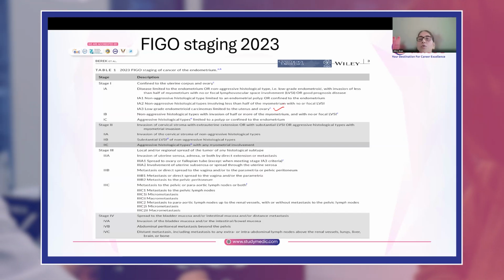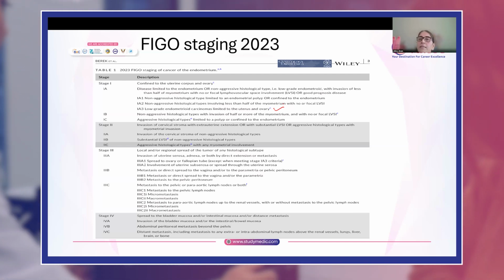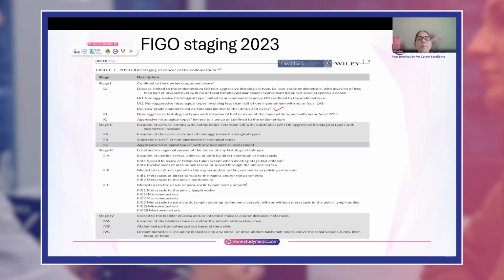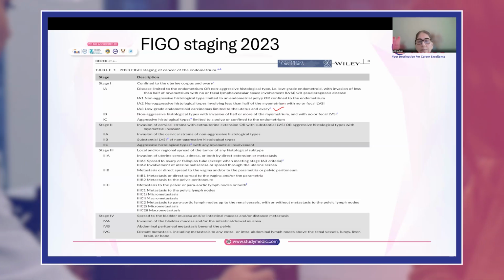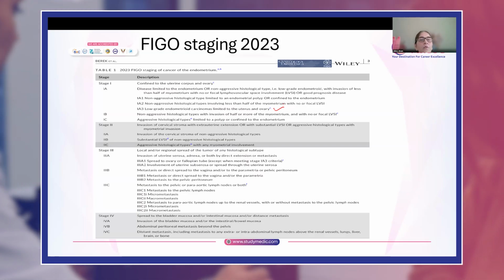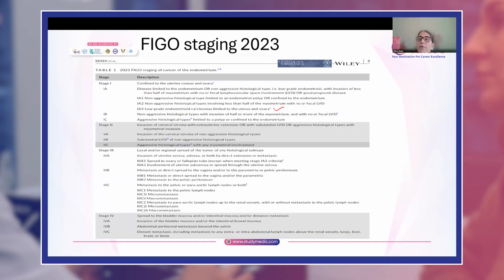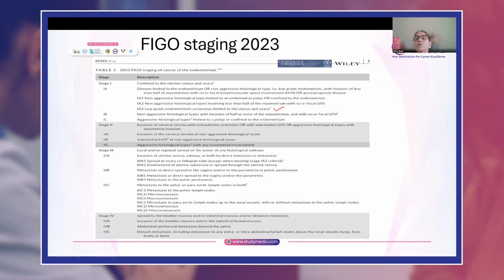And any histological subtype, whether it is low grade or high grade, aggressive or non-aggressive, whenever there is local spread, it becomes stage 3. Now in this also you have stage 3A, 3B and 3C. So 3A, whenever the serosa is involved, so the endometrium, myometrium, and it has reached up to the serosa now.